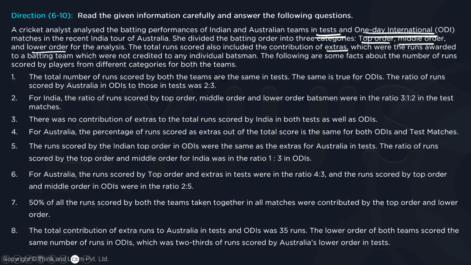So the data is about the runs scored by both the teams are same in the test. Same is true for ODIs. Ratio of runs scored by Australia in ODIs to those in tests was 2:3. For India, the ratio of runs scored by top order, middle order, and lower order batsmen were in the ratio 3:1:2. So majorly we have India and Australia, two teams.